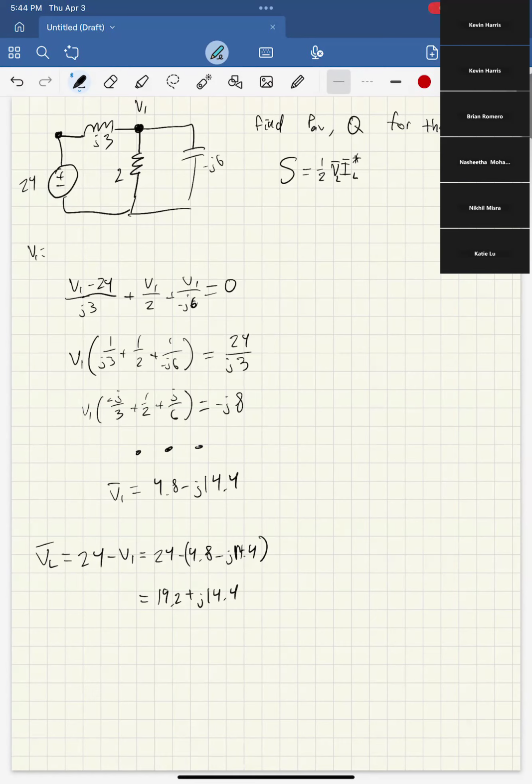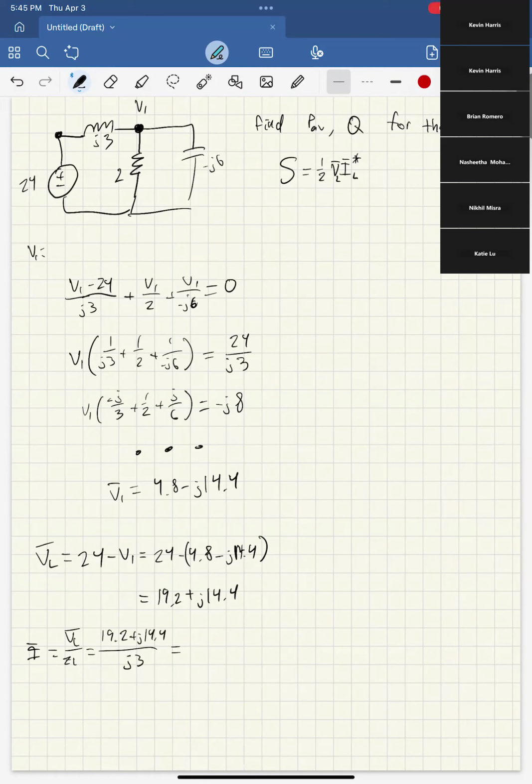It is easier if we now convert this to phasor form, but actually you don't really need to. You can pick whether you want to do phasor form or not, and I'm going to pick not to. So we have this, and now we want to find the current, right? That is going to be VL over ZL, which is 19.2 plus j14.4 over j3.